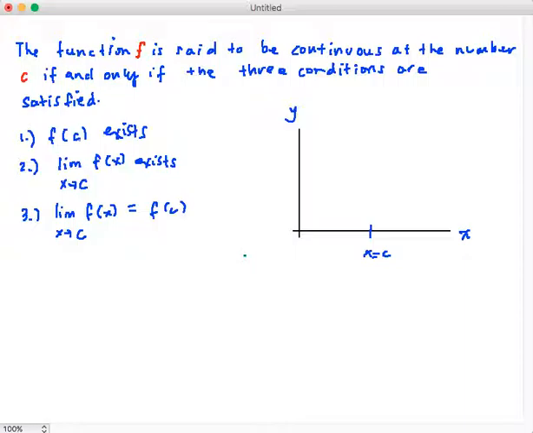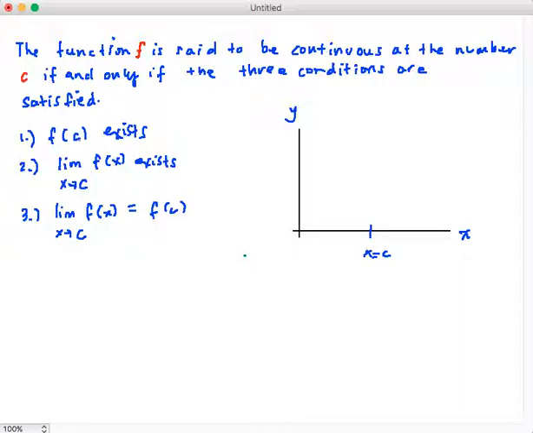Kung pinapanood niyo itong series na to, yung previous video natin ay diniscuss natin kung ano ba ibig sabihin intuitively ng continuous function, or of the continuity of a function at a number. So, kung gusto niyo makita kung ano ibig sabihin ng graphical interpretation ng continuity, you have to watch the previous video, no?